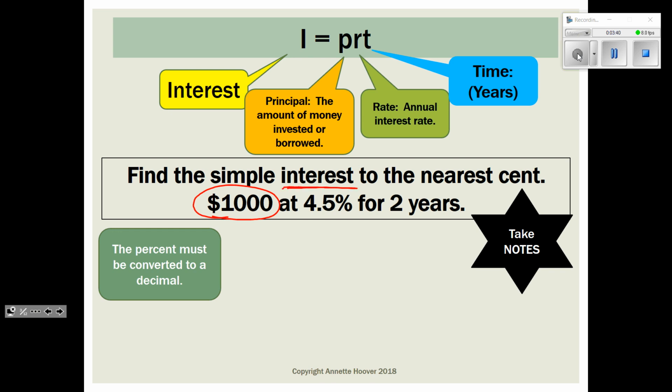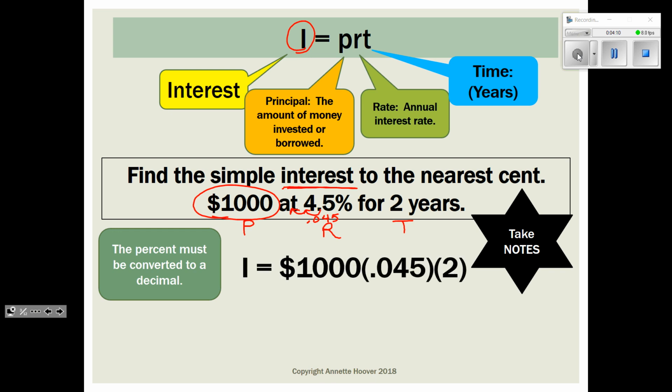We're going to plug these numbers into the equation. So we're looking for the amount of interest, that's I. P, the principal, is the amount that you borrowed. That's the $1,000. The 4.5% is your rate, so we move the decimal 2 places to the left. That would be 45 thousandths. And T is 2 years. So here's our principal, our rate, and our time. If we plug those into the equation, the amount of interest equals the principal of $1,000 times the rate that we turned into a decimal times the 2 years.